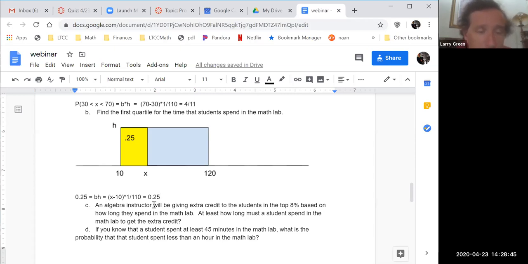Okay, so now we need x. We're not looking for a probability, we're looking for a value of x. We have an equation, and we want to get x by itself. So guess what? Algebra. Okay, so we've got to do some algebra. What's the first step in the algebra to get x by itself?